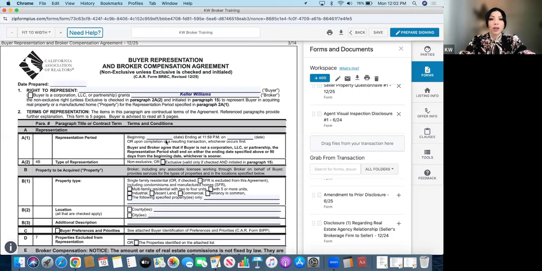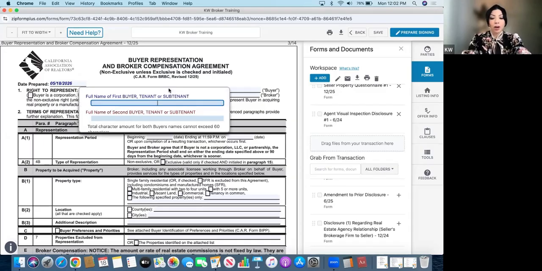The first form we are going to fill out today is the BRBC. Click here, date prepared. That gets left out pretty often, but be sure that you have the date that it is prepared there. Buyer's name, say Mr. Buyer today.